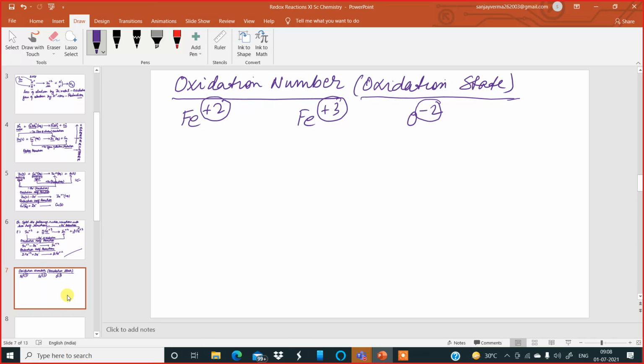Now I will just give you a few examples with respect to oxidation number and oxidation state. The examples are like this. Let's take the first one, water.